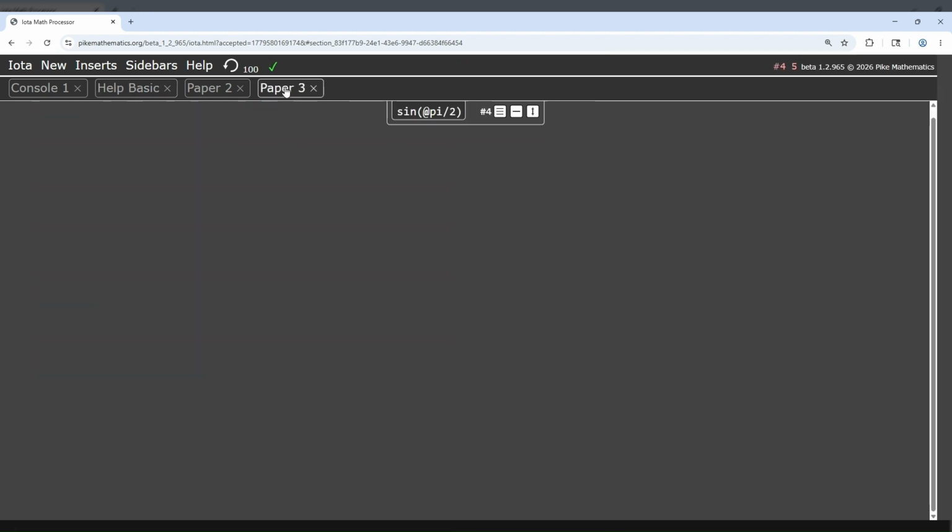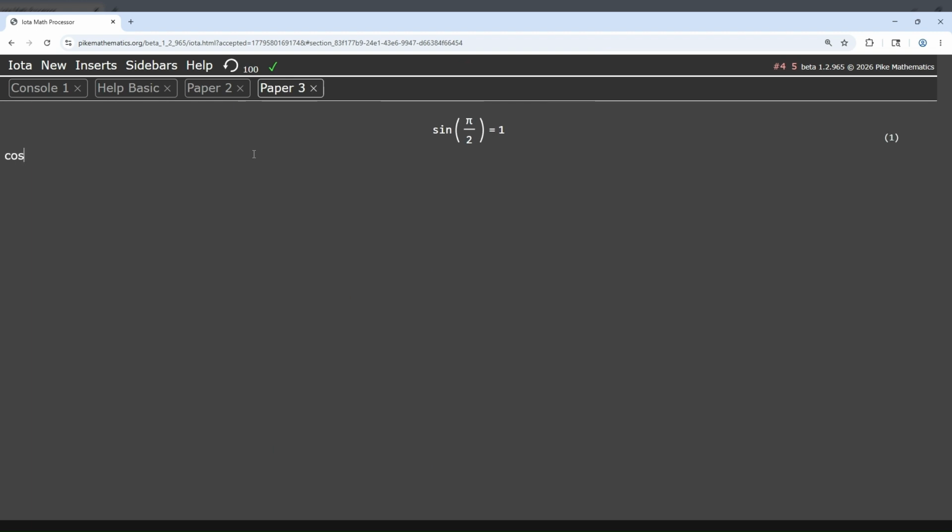I'll go back to our paper. So we did sine of pi over 2. Let's do the cosine of pi.